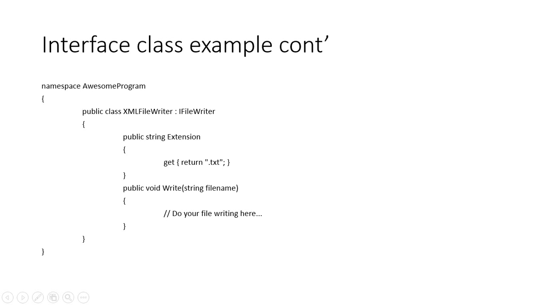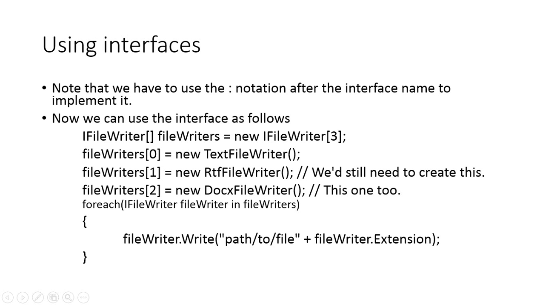Once you've used the colon notation and defined all your things, then you can create a new file writer array, and it's basically saying that file writers of 0 is our text file writer, here's our RTF file writer, and here's now our docx file writer. Of course we need to define each one of these, and then we could do a foreach loop on all these file writers and just do file writer.write. So this is better than doing text file writer.write, RTF file writer.write, docx file writer.write. Instead, it's just doing file writer.write, and the path and the file writer extension. It's doing essentially this job for each one of these types of files to write out using an interface class.